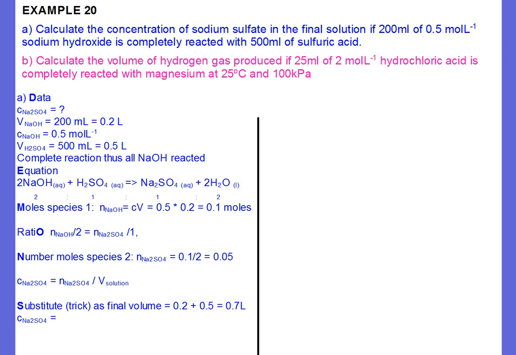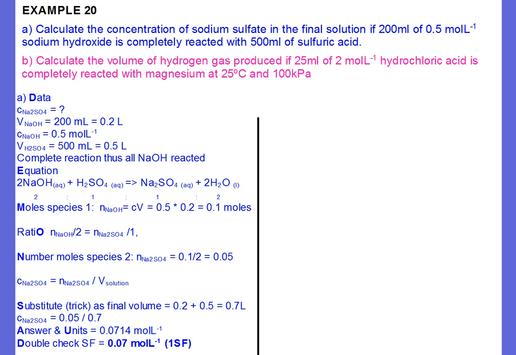So now we can substitute our numbers in. The number of moles is 0.05 divided by 0.7 litres. Now we can go to our answer and units. So I've got 0.0714. We can double check our significant figures as well at the end, which is 0.07. It's 1 significant figure, moles per litre.